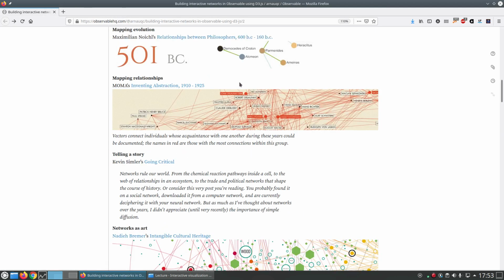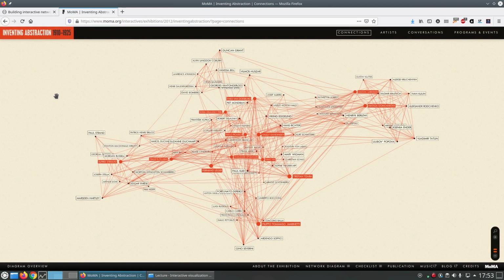Now, let's explore an example about mapping relationships. This example is new, because this is the third year that we do this session, and this is a new one that I included this year, and I found it nice. I found it a kind of simple but beautiful example. This comes from MoMA, the Museum of Modern Art in New York, and what we're seeing here is they are mapping what they called Inventing Abstraction 1925. This is an exhibition from MoMA in 2012.